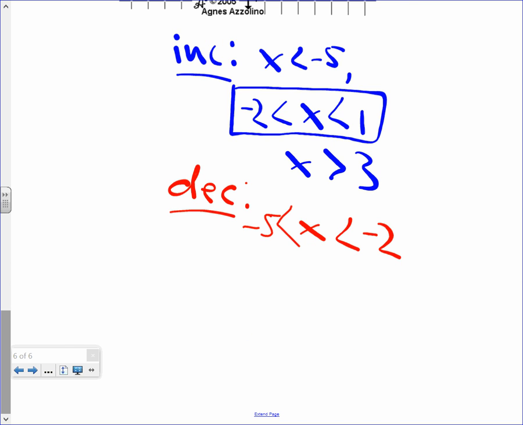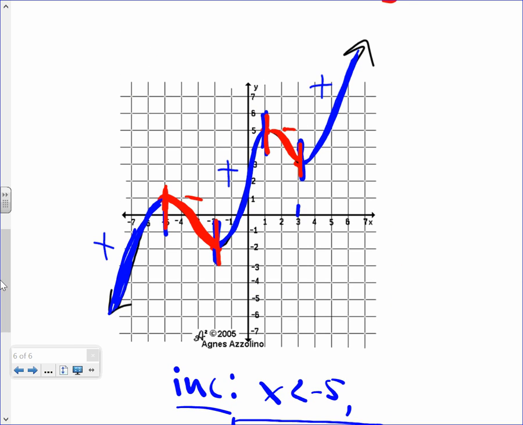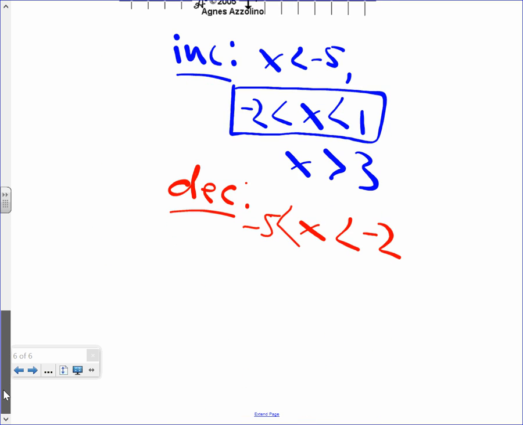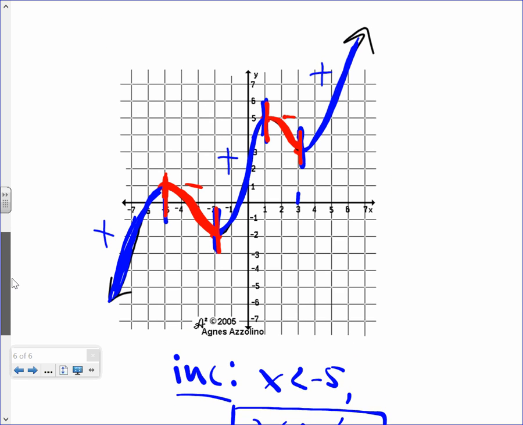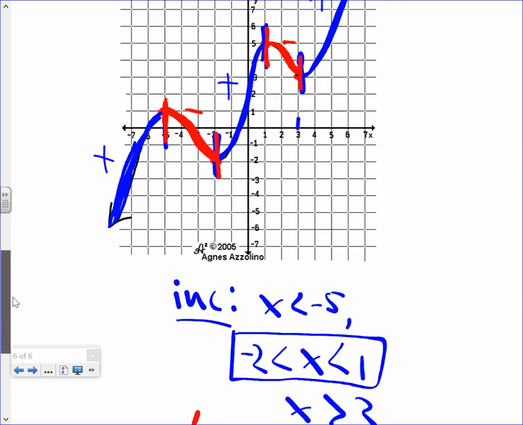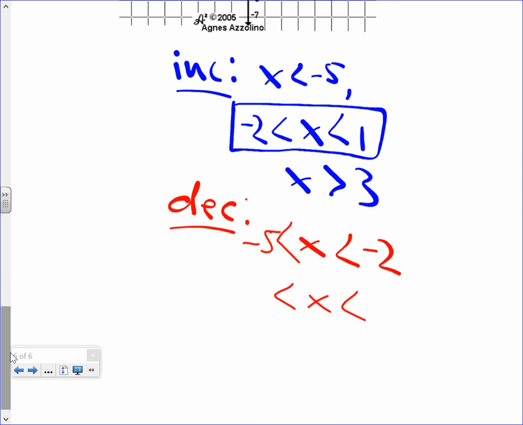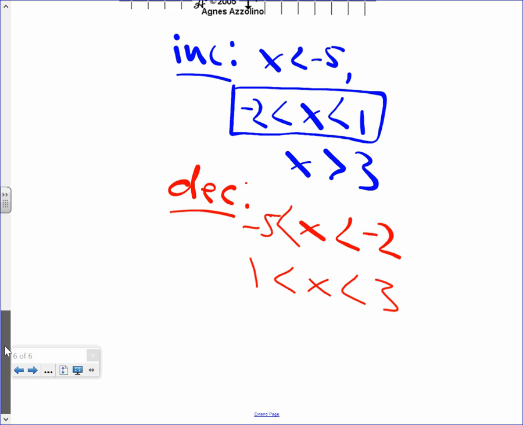Someone besides Castro, give me the other one. From here to here. X is what and what? I know it's going to be greater than something and less than something. What's the window? Help, help. 1 and 3. X is greater than 1, less than 3. All right.